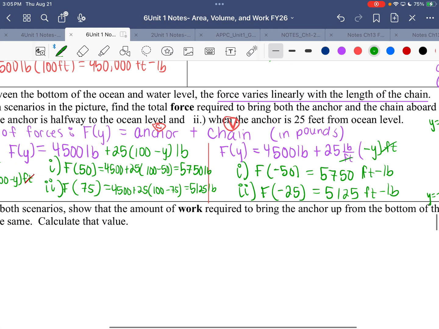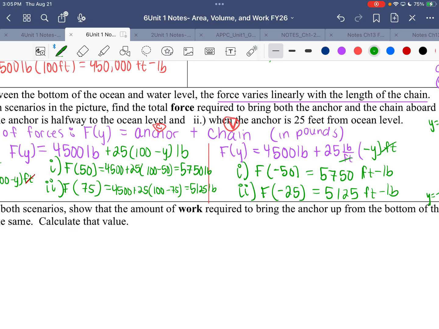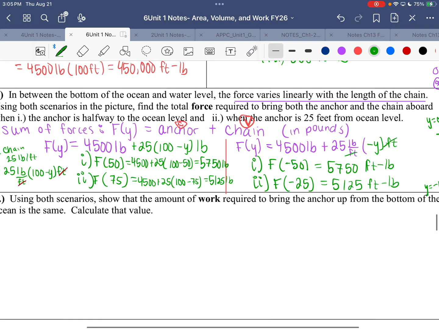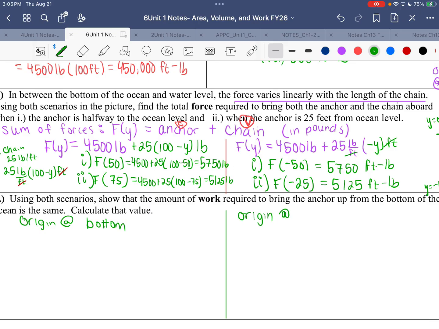Now we're going to do the work for both scenarios to lift the anchor all the way to the top of the boat. I decided this year versus in previous years to show you both ways because inevitably someone comes in and it's like, could I do it this way? And I'm like, yes. So, you do you, boo.